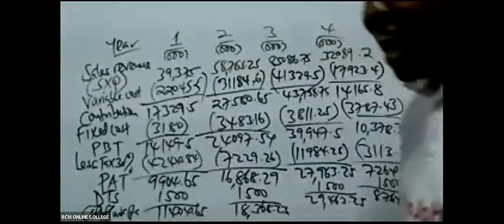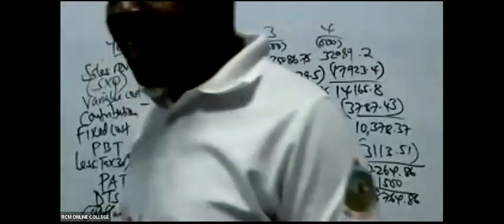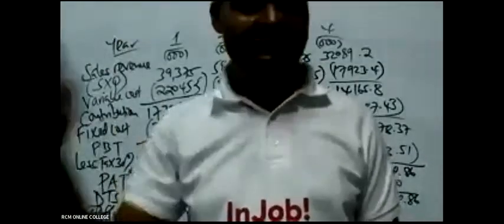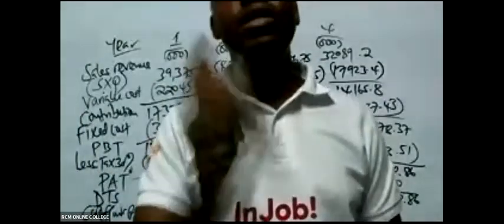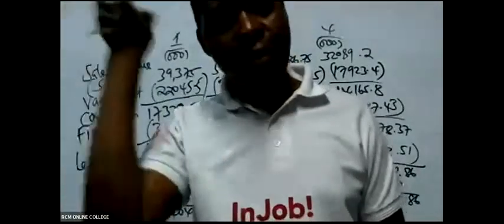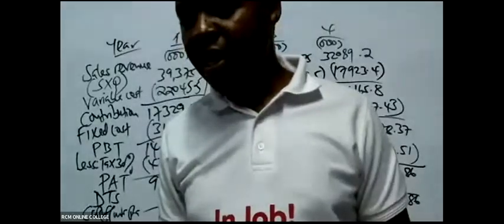What have we been given? 1,500 in DTS. Nancy, you take the depreciation amount and multiply by the tax rate. That is how we get the depreciation tax shield.